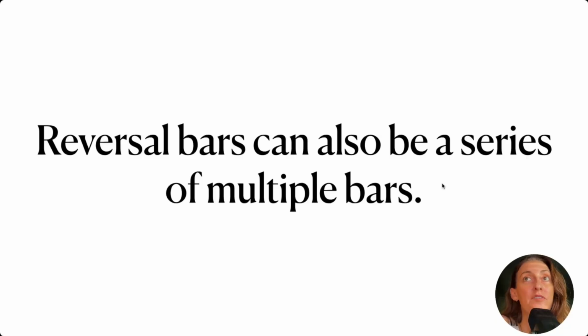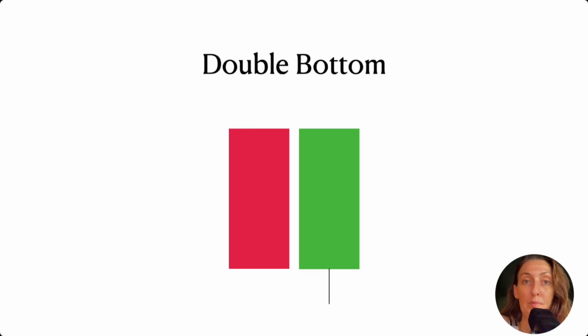But not all reversal bars are just one bar. They can happen in a series of multiple bars. For example, one of my favorite is the double bottom. It's just two bars of opposite color, like bull bear or bear bull, opposite bars that are almost the same size right next to each other. They kind of look like mirror images of each other. One of them might have a wick or not. We'll get into the details about the wick in a second.